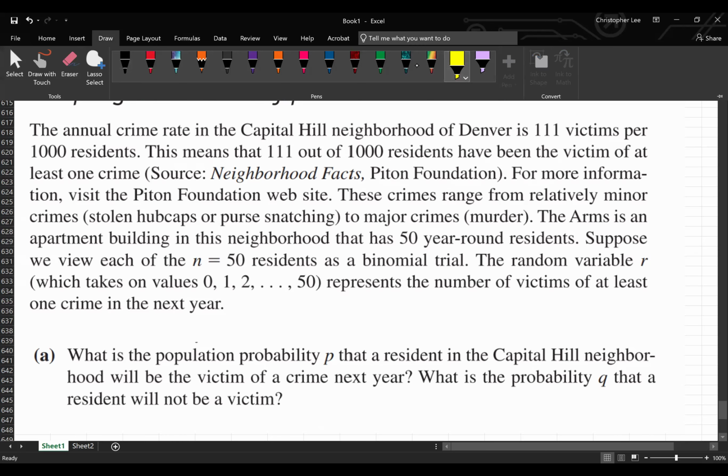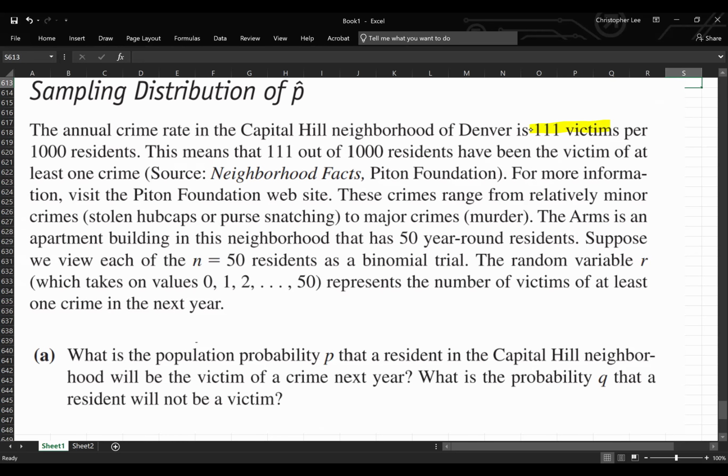Let's see what we got here. So 111 victims per 1,000 residents. We have 50 year-round residents. N is equal to 50. All right. And R represents the number of victims of at least one crime in the last year. All right. Simple question.